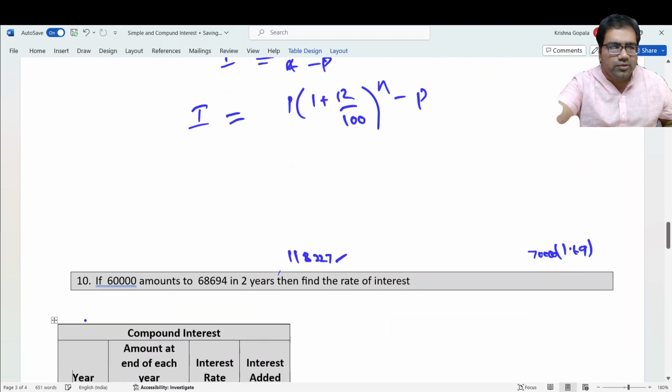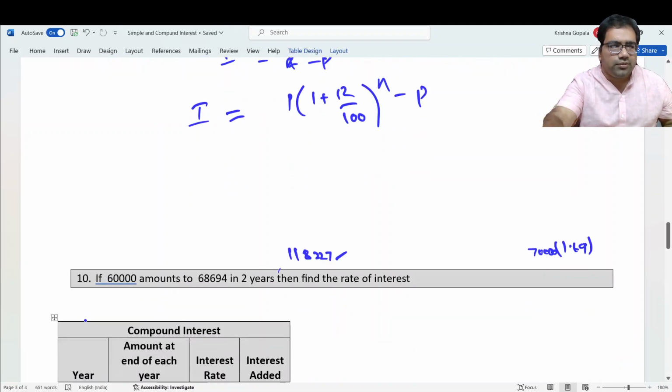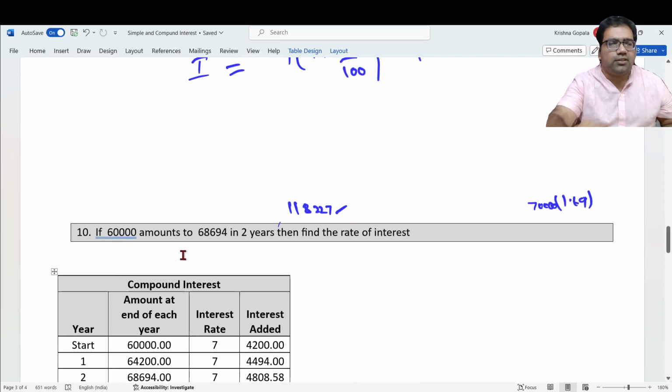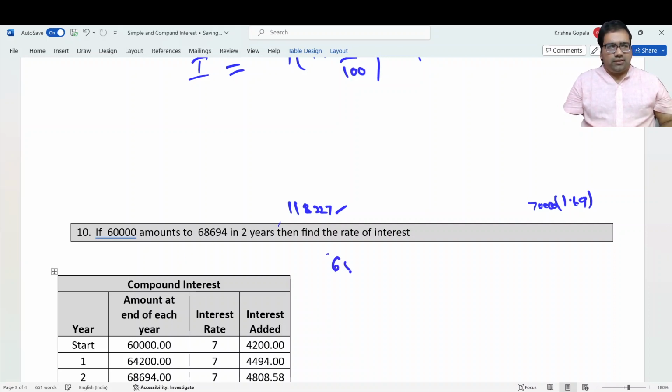If 60,000 amounts to 68,694 in 2 years, then find the rate of interest. Okay, so what is roughly the interest rate? What is the interest? 68,694 minus 60,000. This is 8,694 in 2 years.